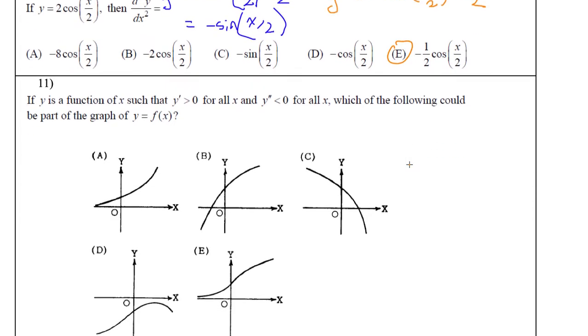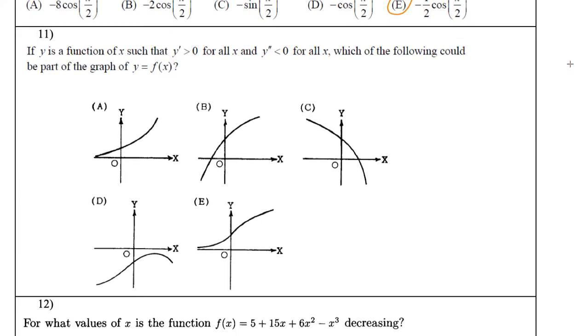On to number 11. This was taken from the last pretest. Which of the following could be a graph of f if the first derivative is positive and the second derivative is negative? On a graph, first derivative is slope, and second derivative is concavity. So it's a positive slope, and concave down.